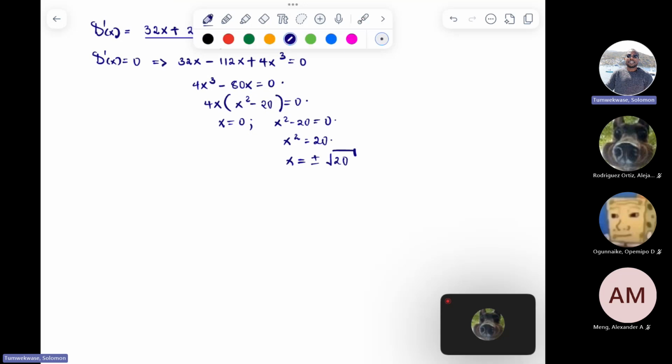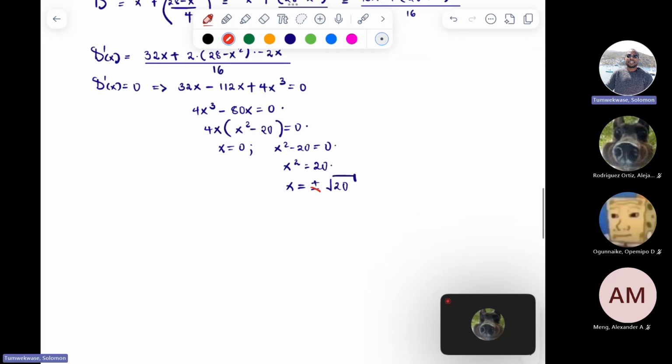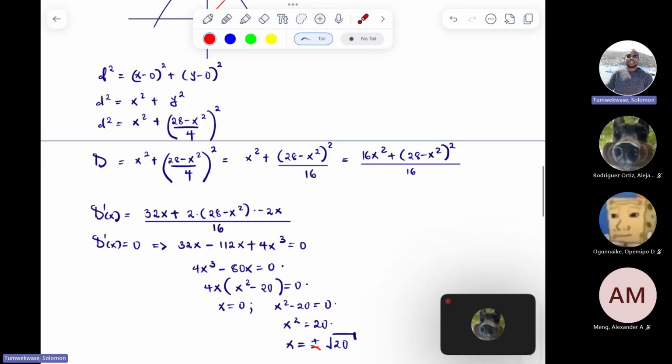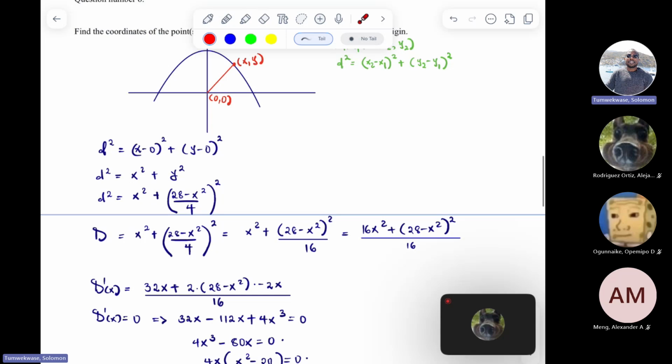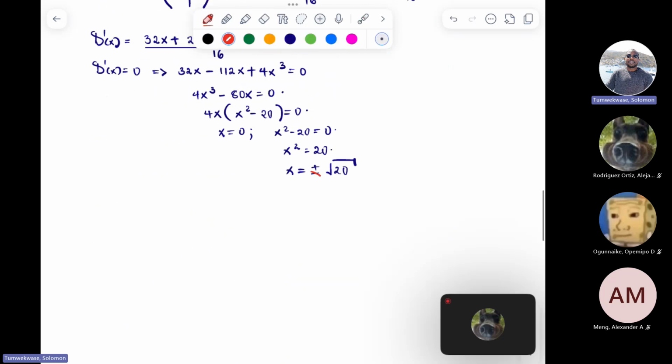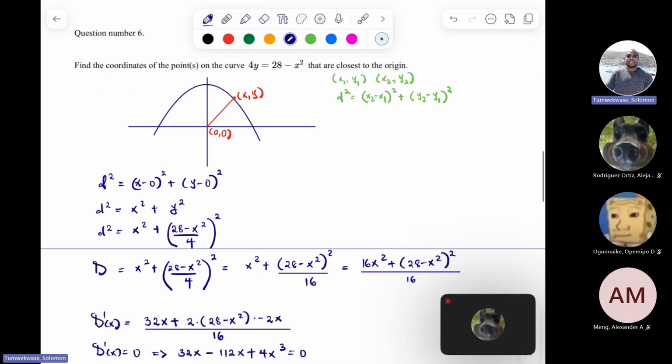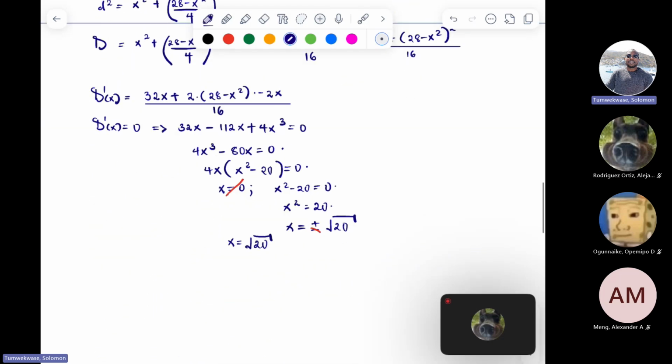So it cannot be a negative, right? Now, this distance we are trying, if you say that it is 0, then you're being too obvious, because if you say that distance is 0, then you're not leaving the origin. So therefore, this one here is also out, and we just have x as square root of 20. And they are interested in the coordinates.